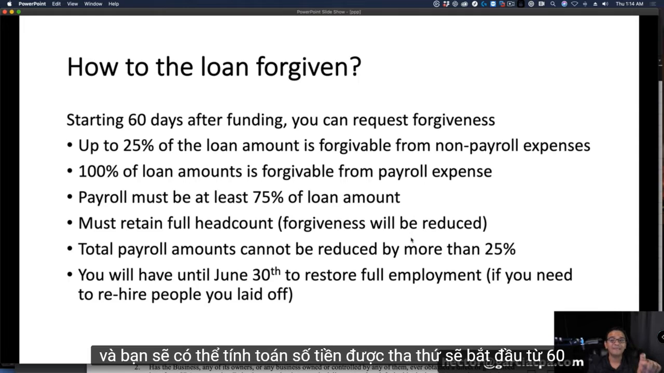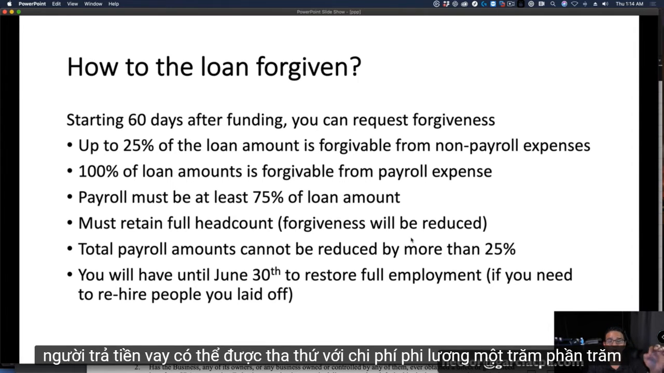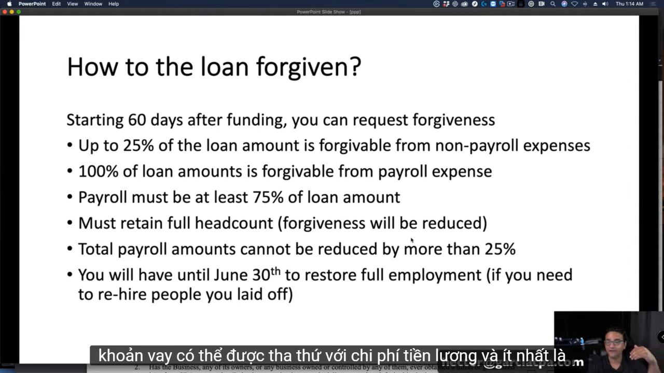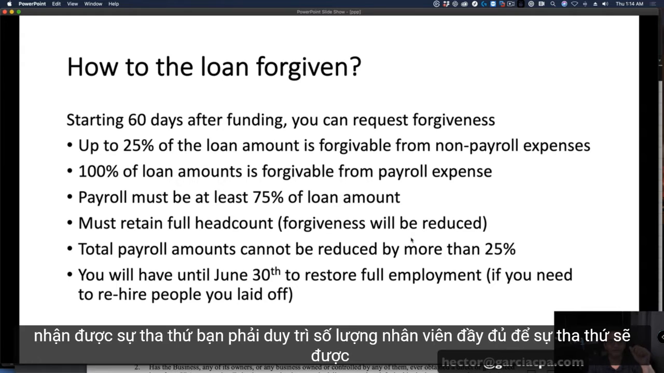Now, starting 60 days after funding, you can formally request the loan to be forgiven. Up to 25% of the loan could be forgiven with non-payroll expenses. 100% of the loan could be forgiven with payroll expenses, and at least 75% of the loan amount needs to be spent on payroll in order to get forgiveness.